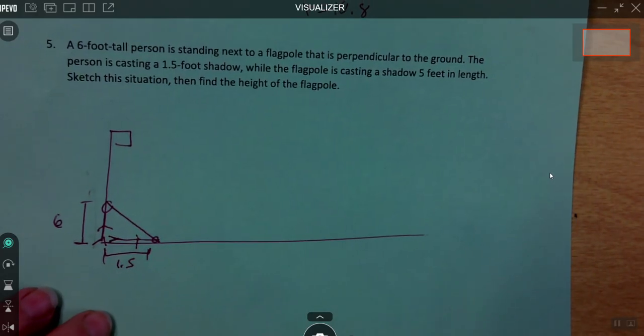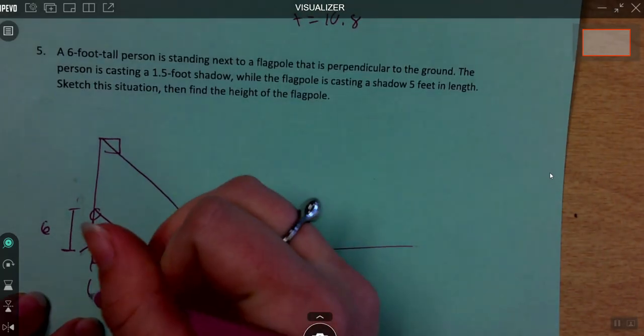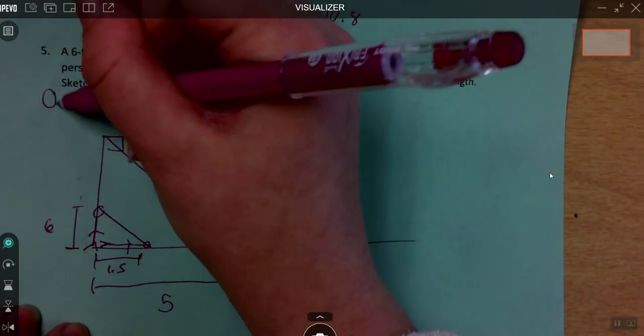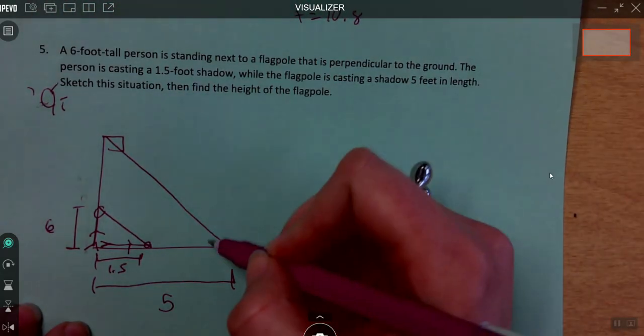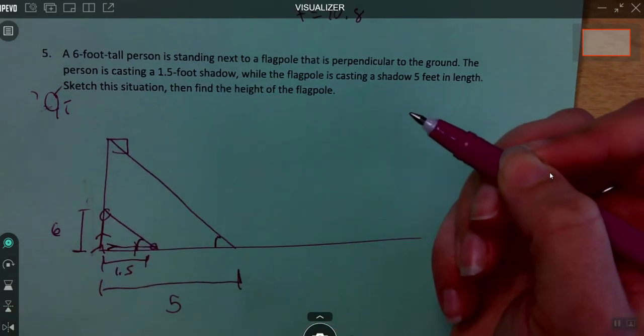The flagpole is also casting a shadow of 5 feet. So this entire length of this shadow is 5 feet. Now this is the sun. Whatever. That's a bad sun because I was looking up on the board. So these angles are going to be congruent, okay? These are similar triangles right now.